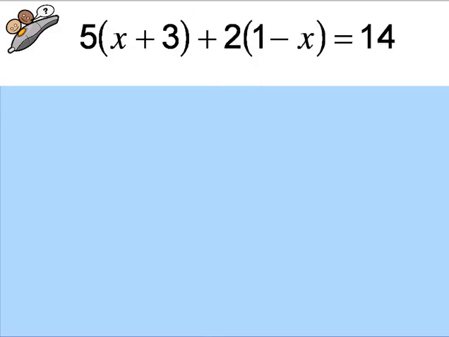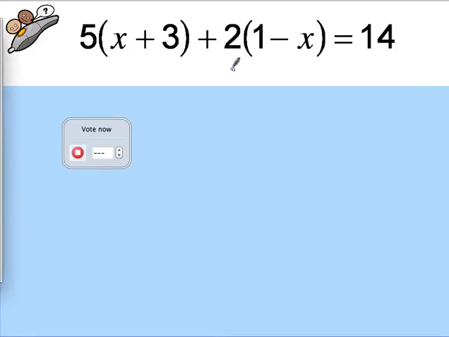Okay? All right, now this one is a little bit different. This one you need to distribute and you need to simplify. Okay, distribute and then simplify.